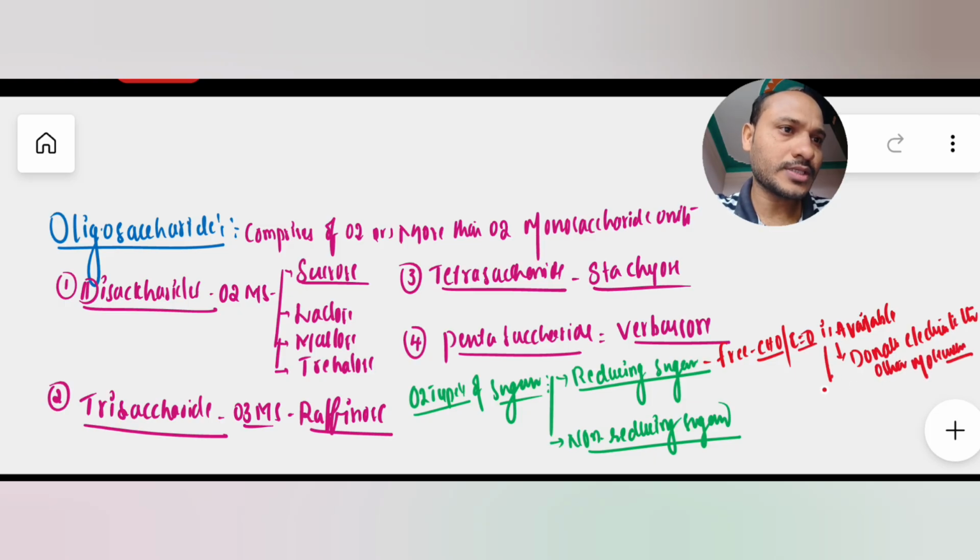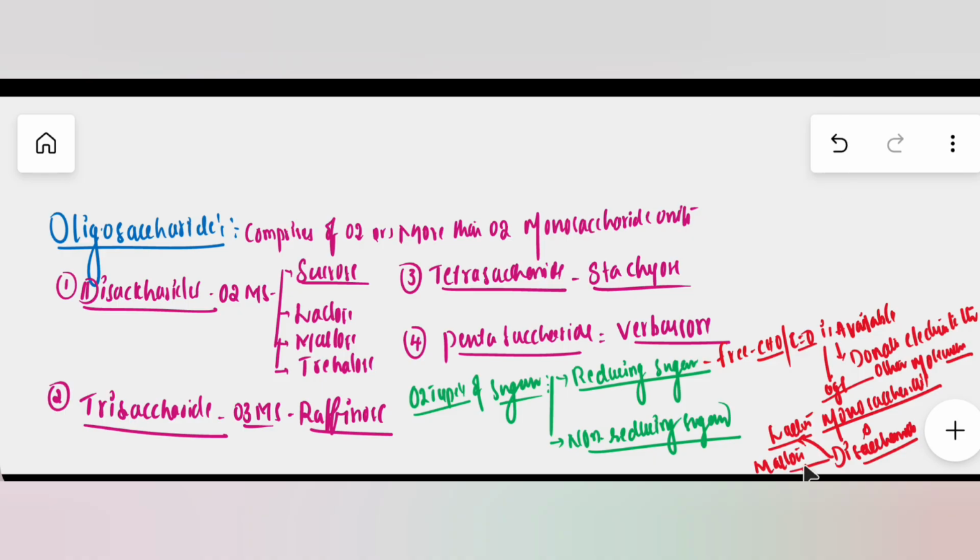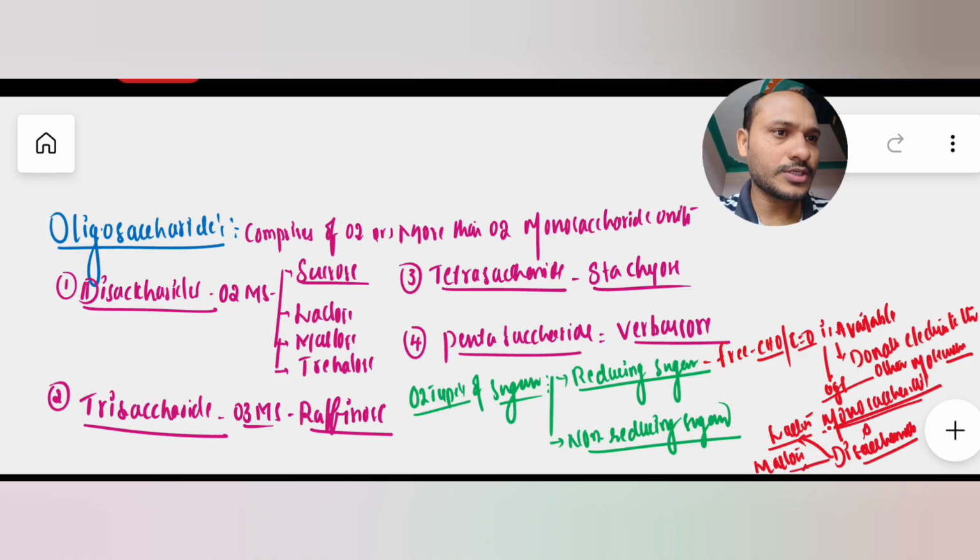The best examples of reducing sugars are all the monosaccharides we discussed in the last class. Also, very important: not all disaccharides, only two disaccharides, lactose and maltose, come under reducing sugars. All monosaccharides are reducing sugars, in which there is a free aldehyde or ketone group, so they can easily donate electrons to other molecules.